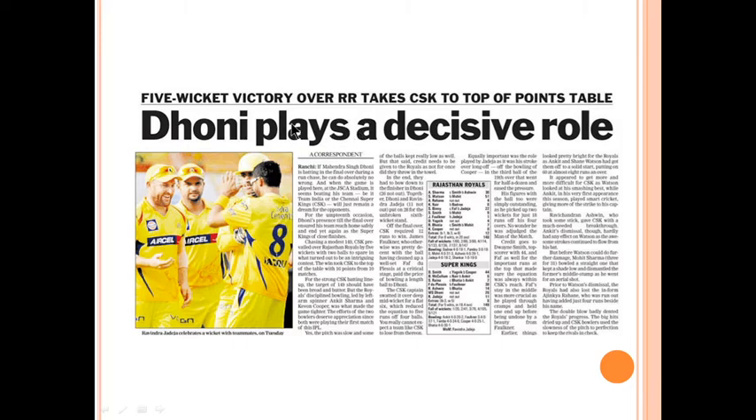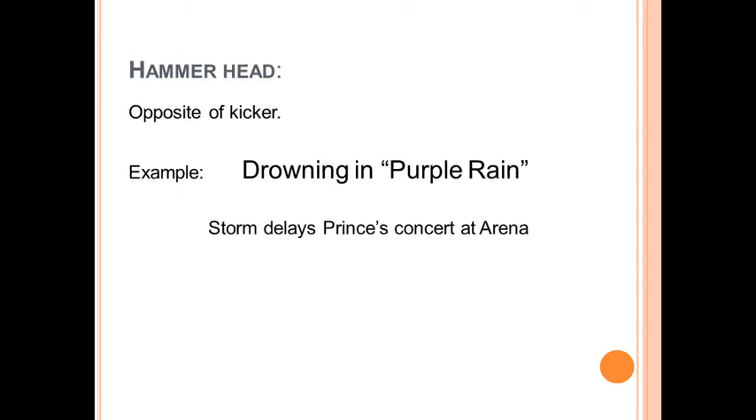Okay, so "Dhoni plays a decisive role" is the head, and another head will also be there, which should be underlined. Probably it will be underlined, and it supports the primary one. So this secondary line, which is underlined, is known as the kicker. Clear? Then hammerhead. It is exactly opposite to kicker.